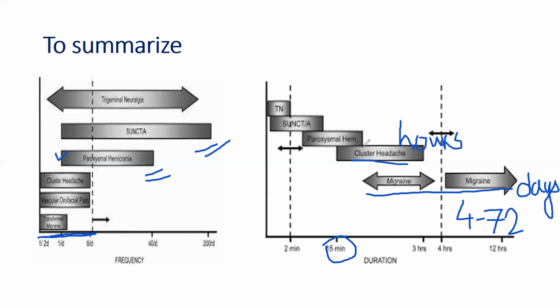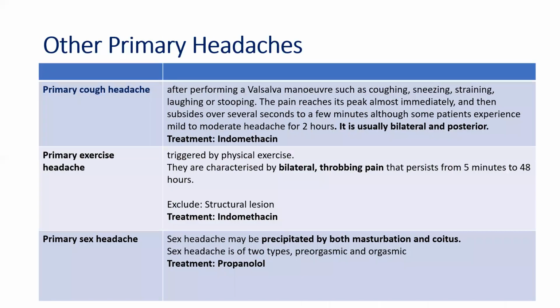Paroxysmal hemicrania is the headache of some minutes. SUNCT or SUNA is the headache of some seconds. So these two facts, frequency and duration, will help you distinguish all the types of trigeminal autonomic cephalgia. Okay. Now we can proceed to some other primary headaches. That will be a bit interesting one.